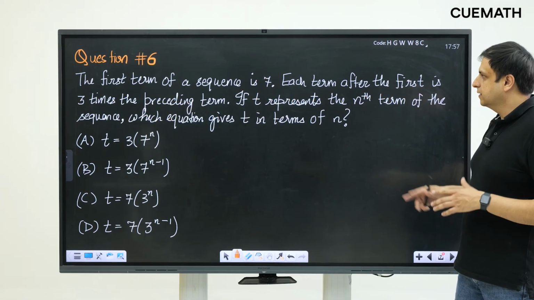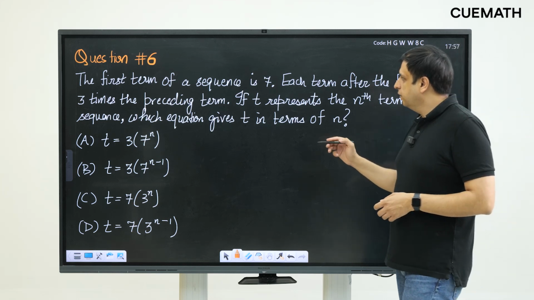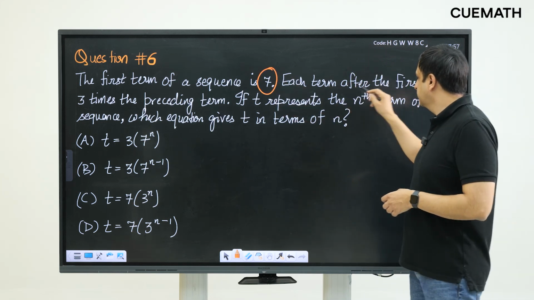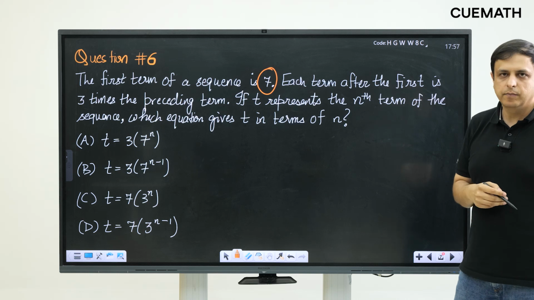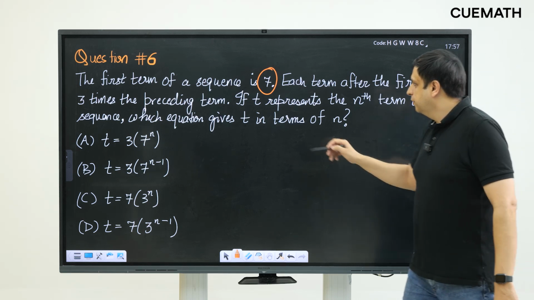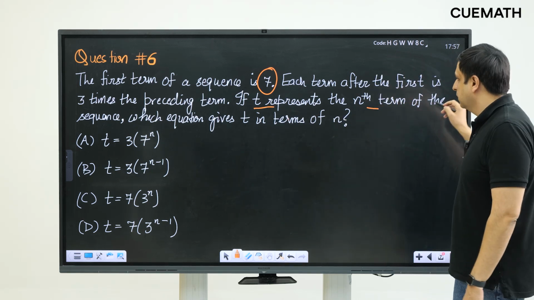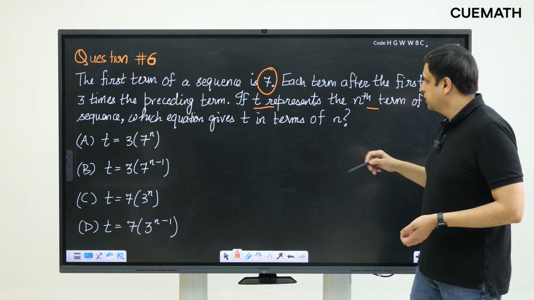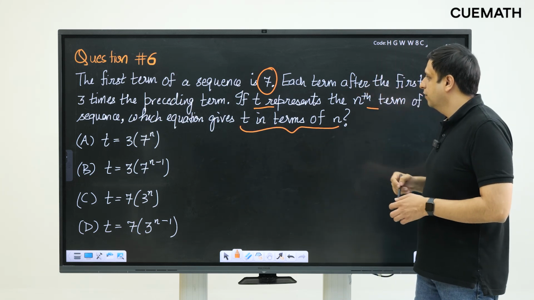All right, here's the next question. The first term of a sequence is 7. Each term after the first is 3 times the preceding term, and if t represents the nth term of the sequence, which equation gives t in terms of n?